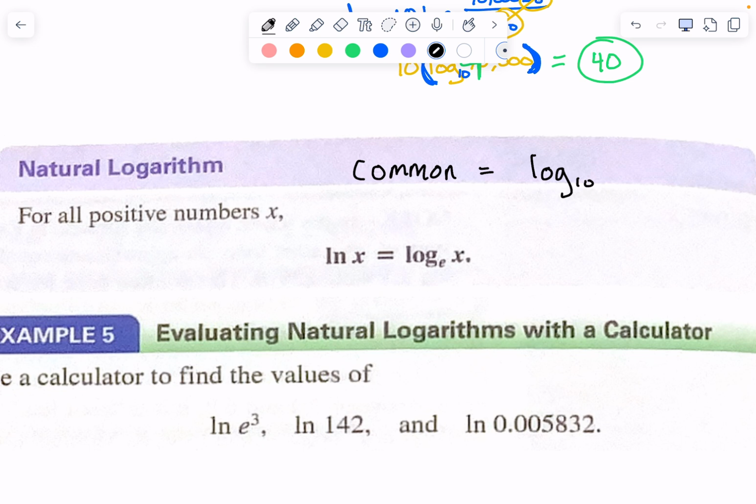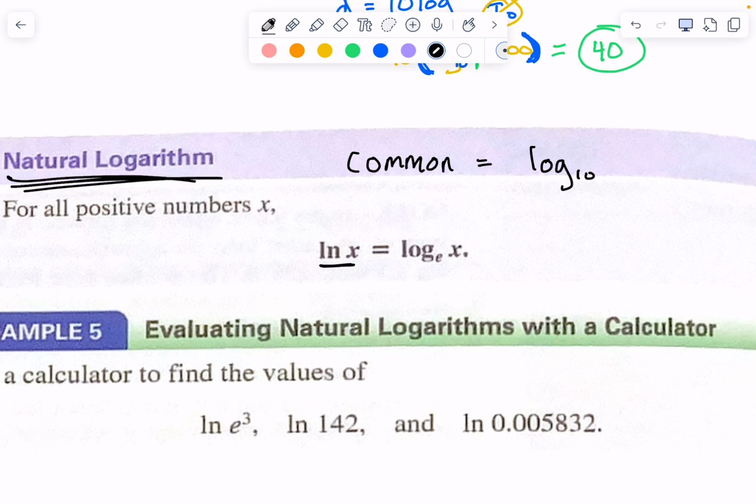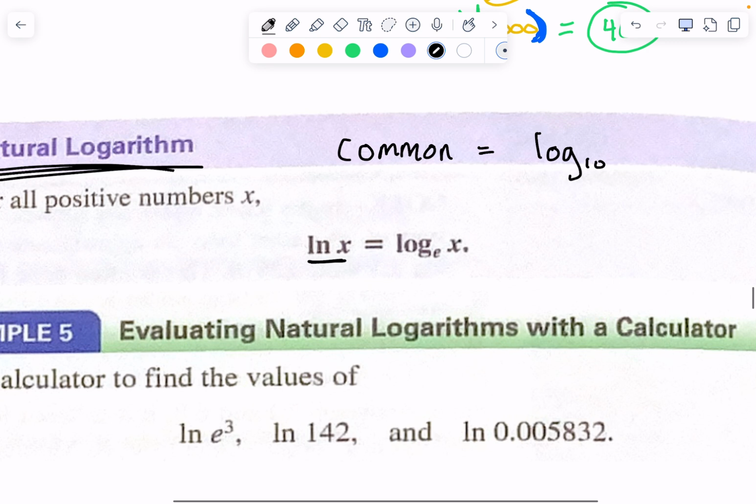Weird. Okay, all right. Common log, natural log. Common log is log base 10. Natural log is log natural, or ln, and ln is log base e.